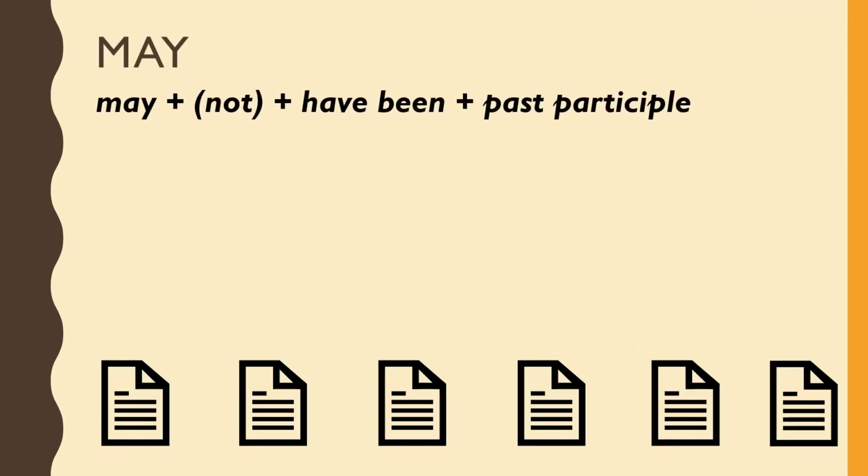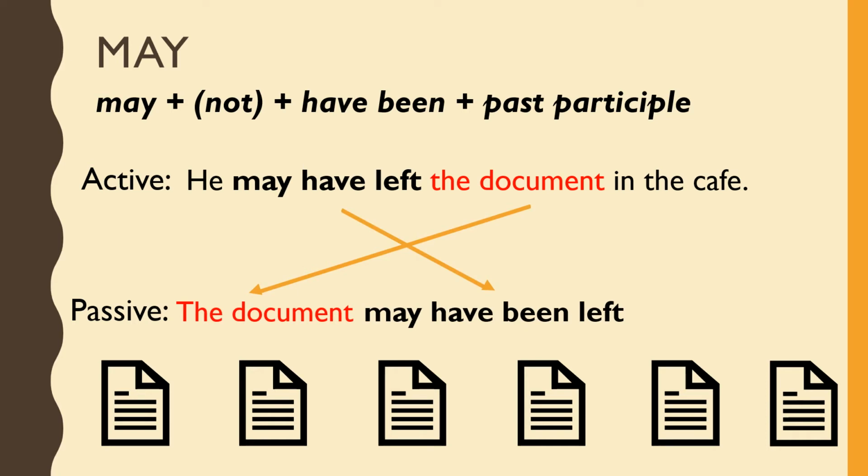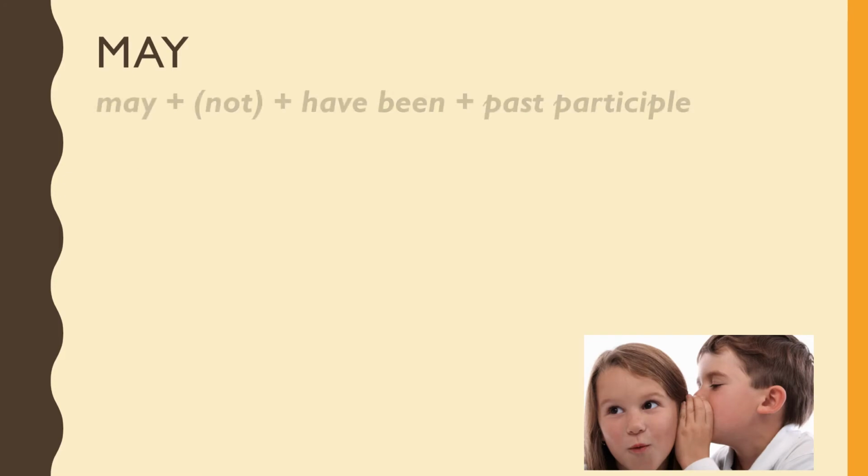Another example is he may have left the document in the cafe. If we change this active sentence to a passive one, it would be the document may have been left in the cafe.